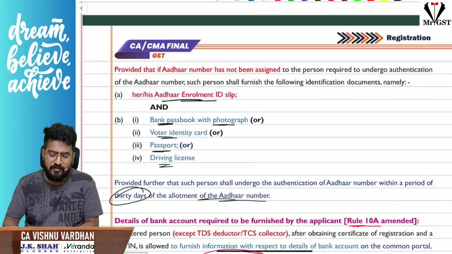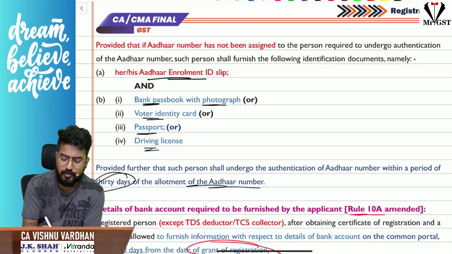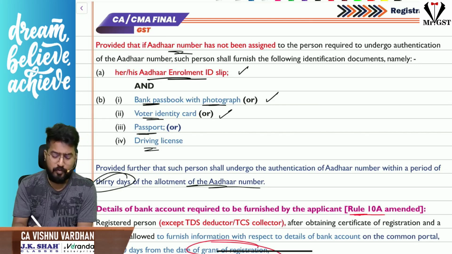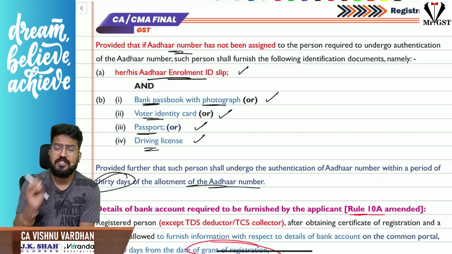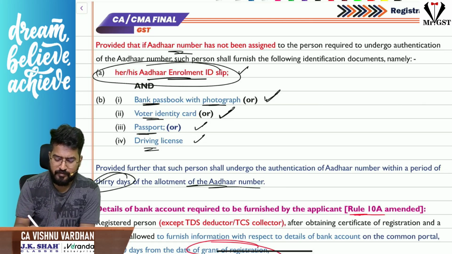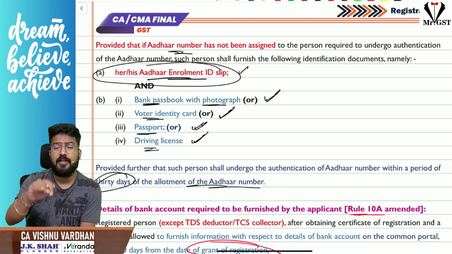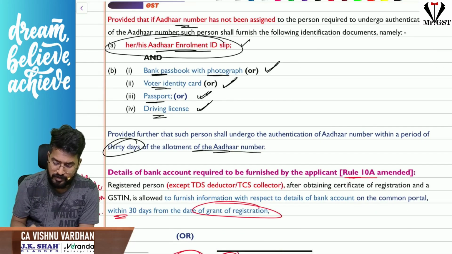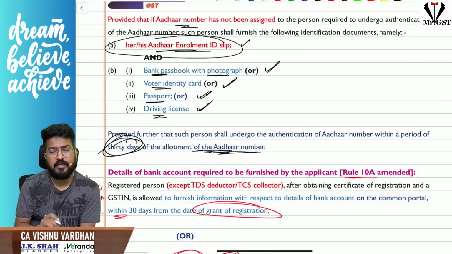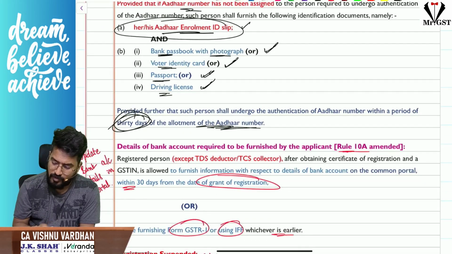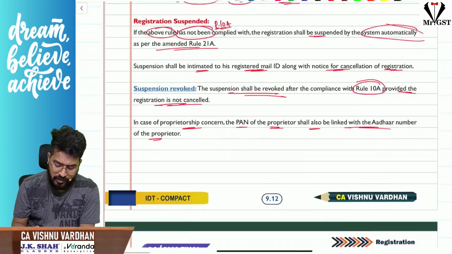Sir, now, okay, sir, fine. For me, the Aadhaar number itself is not assigned, sir. What should I do, sir, immediately? Sir, don't worry. First, apply for Aadhaar card, get that enrollment ID, and along with that, your bank passbook with photograph or voter ID or passport and driving license. You please submit these things, the Aadhaar enrollment ID slip along with these things. Then later on, whenever you get the Aadhaar number, you finish the Aadhaar authentication. That is the concept. Within a period of 30 days from getting the Aadhaar number, you finish the balance Aadhaar authentication process. Right. So that is with respect to Aadhaar authentication.